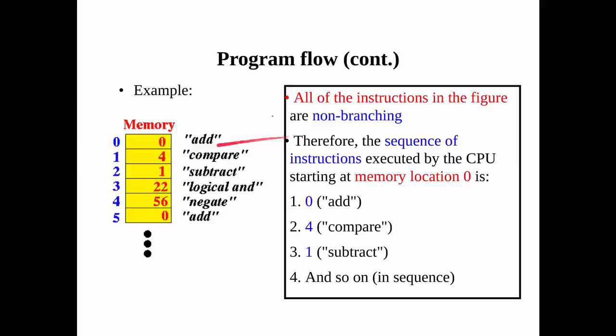So, as I said, it starts at the top and goes sequentially down to the bottom. In this case, we have an add, we have a compare, we have a subtract, a logical AND, and so forth. And that's what each one of these numbers within this memory location corresponds to in terms of the instruction that is provided to the CPU.